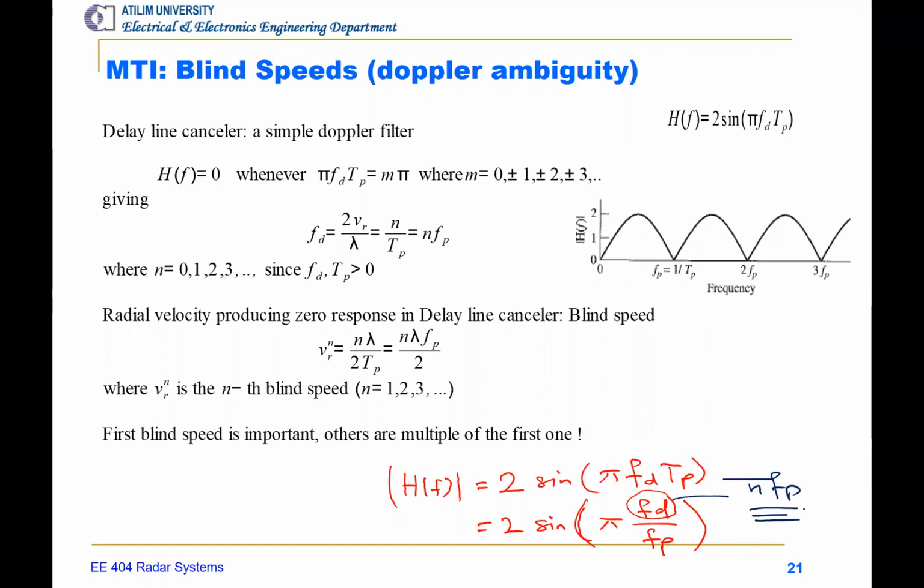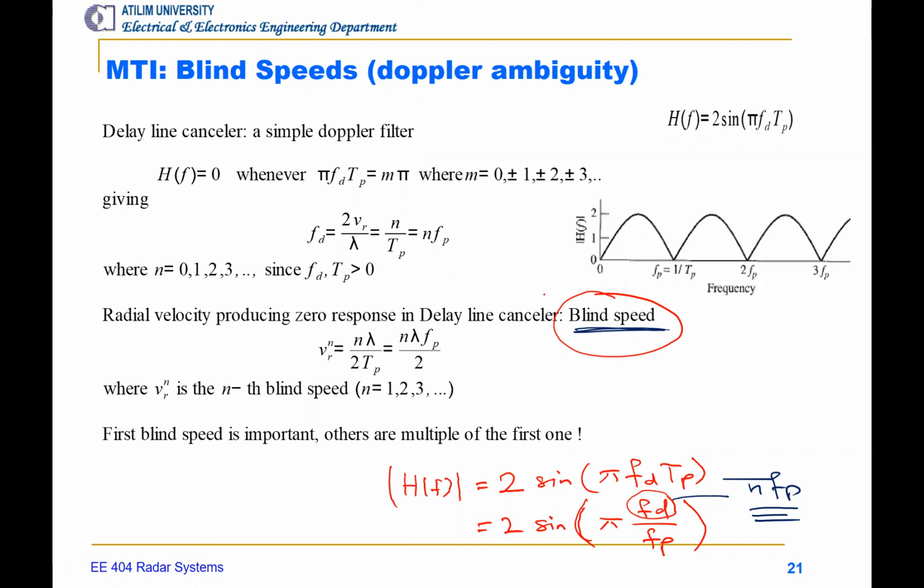So this is called blind speed. At some specific values of the speed for some targets, the response of the filter becomes 0. And we couldn't detect those targets at that frequency, at that speed. That's why we call it blind speed. This causes ambiguity in speed measurements.